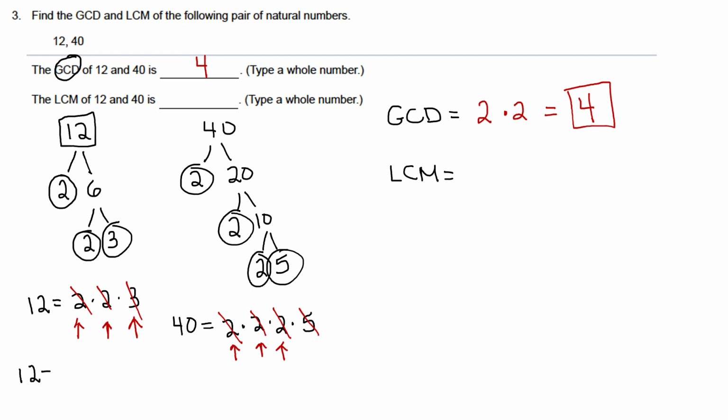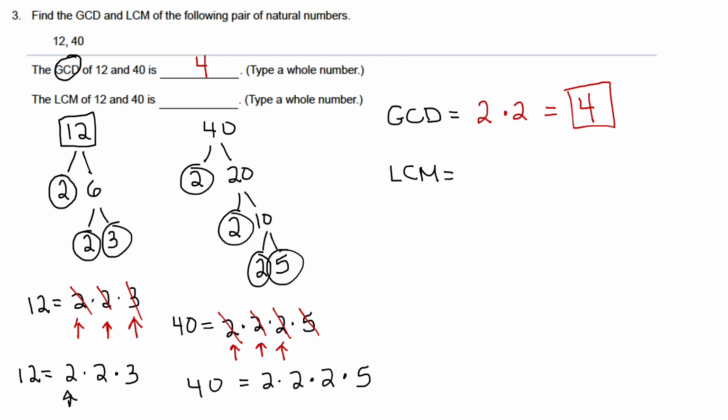I'll write down the factors again. So we have 2 times 2 times 3, and then 40 was 2 times 2 times 2 times 5. So again, we want to write down the factor that appears the greatest number of times.